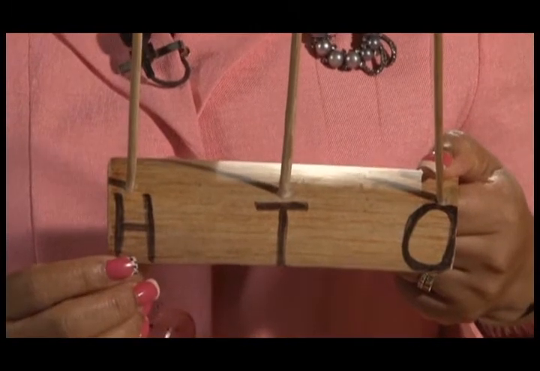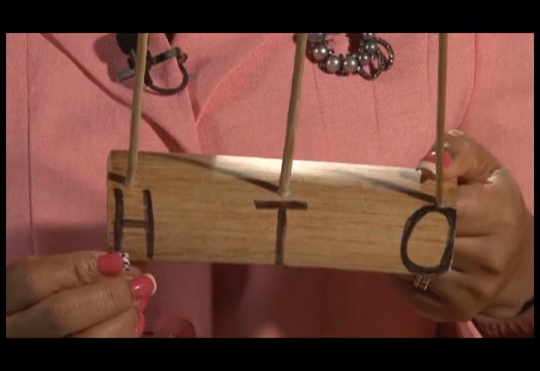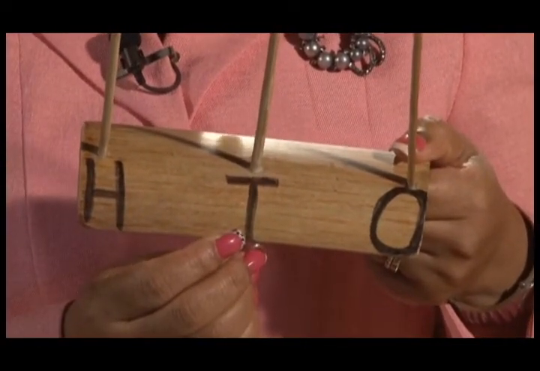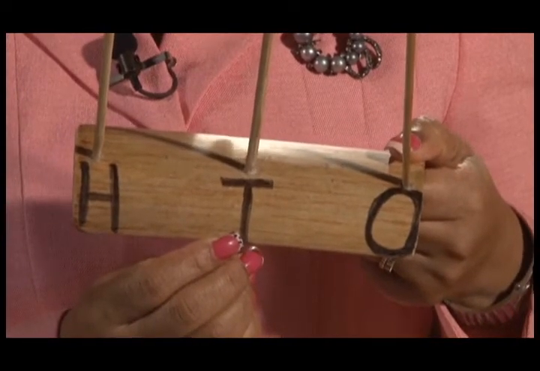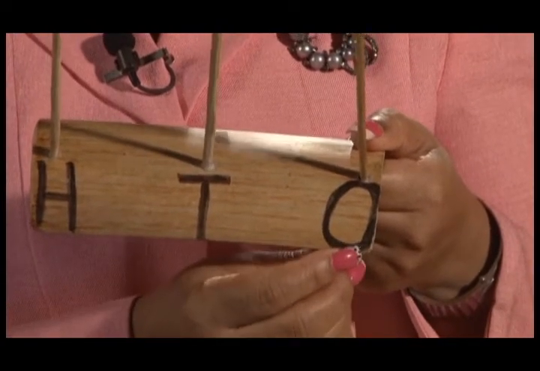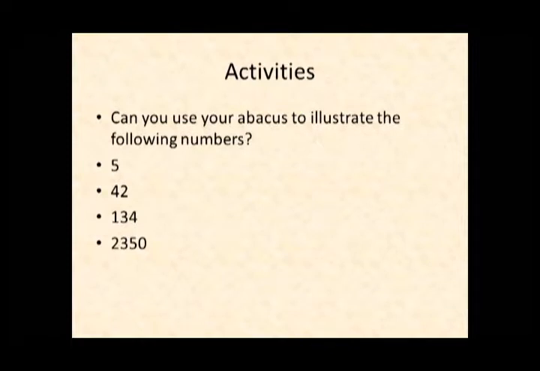There are several examples of what the abacus looks like. You saw one earlier. Here in my hand, I have a model of the abacus. If you notice closely, right here you have H. What do you think the H represents? If you said hundreds, then you are correct. And next to the hundreds, we have our tens. That is what the T represents. And next to that, we have our ones.